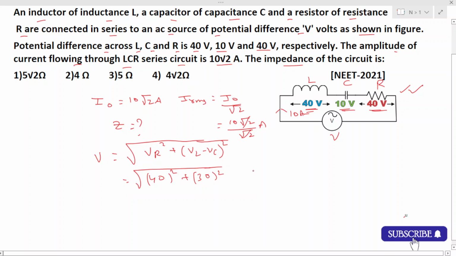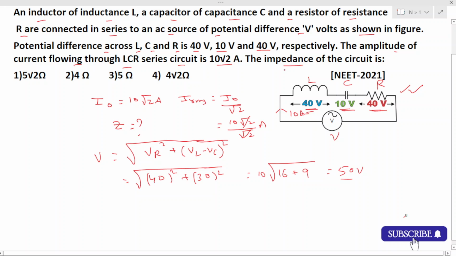Okay, this can be written as 10 root of 16 plus 9, that is equal to root 25, that is 5, that is 50 volts. So a potential of 50 volts is applied across the combination of this LCR.